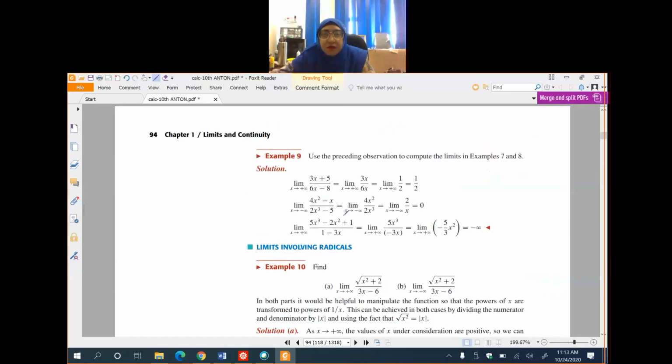And then we have example 9. Example 9 is also the same problem. You can still apply the L'Hopital rule here because it will give you infinity over infinity. And then straight away you can use the L'Hopital rule. You differentiate the upper parts, it will give you 3. The lower part will give you 6. So the answer will be 1/2.